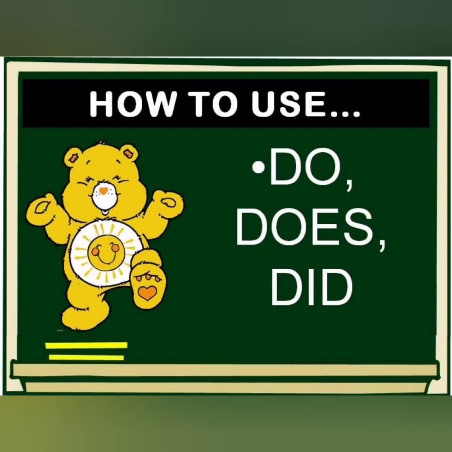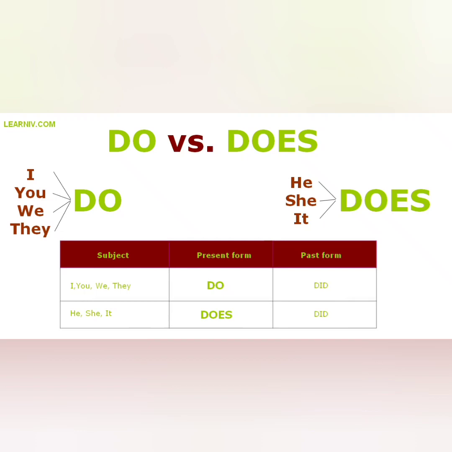Today we will learn our new chapter, chapter 21 of English 1. It's do, does, and did. So let's start our topic do, does, and did. Students, first we will learn about do and does. Okay? Where we use do and where we use does.